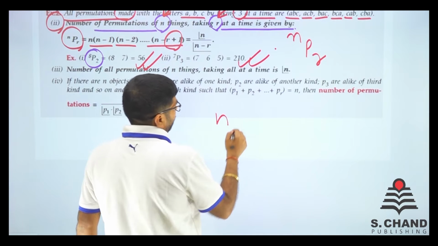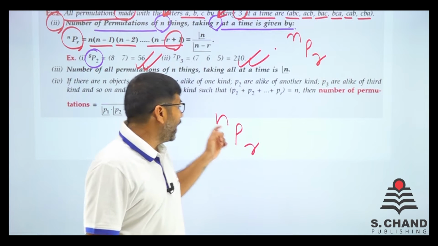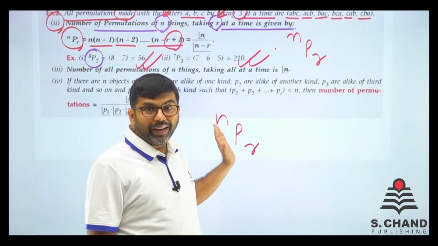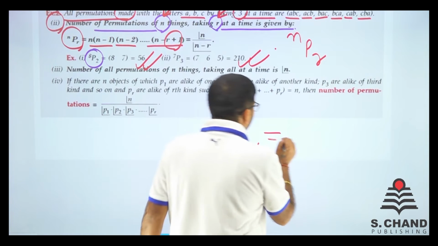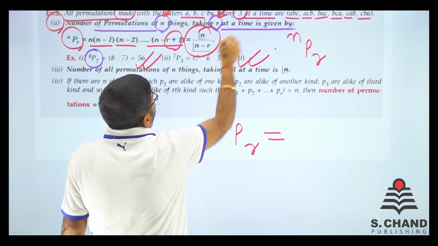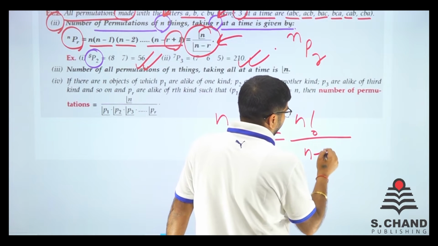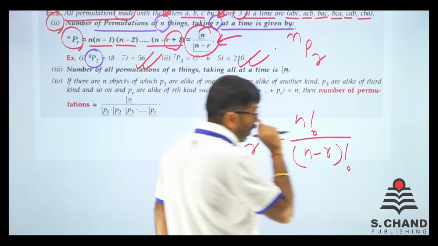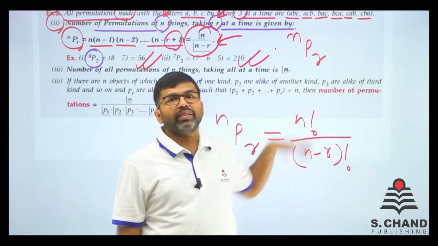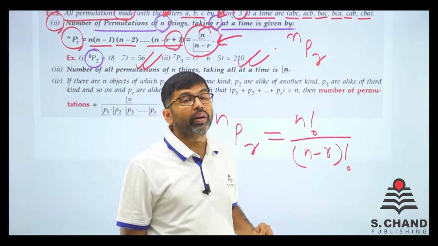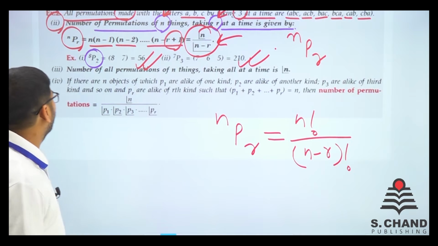Whatever n, p, r is given, you just need to go from n till r digits, and multiply them. There is a better formula for this, and remember this formula for sure. What you do is n factorial divided by n minus r factorial. So n minus r will go till n minus r, and it will cancel out. That is the simplest way you can do it. So n factorial divided by n minus r factorial.